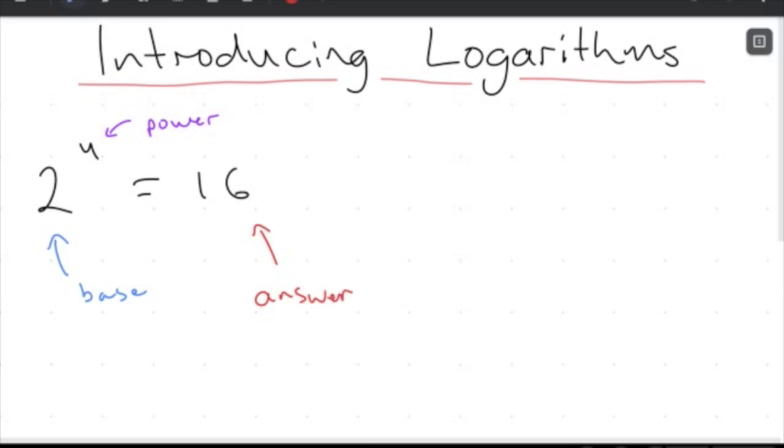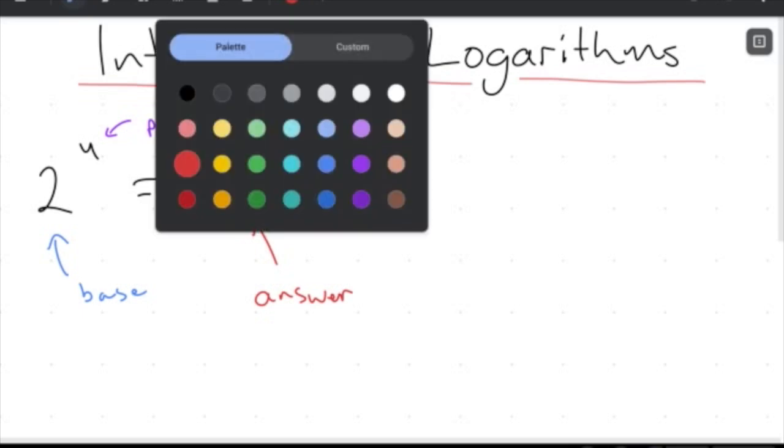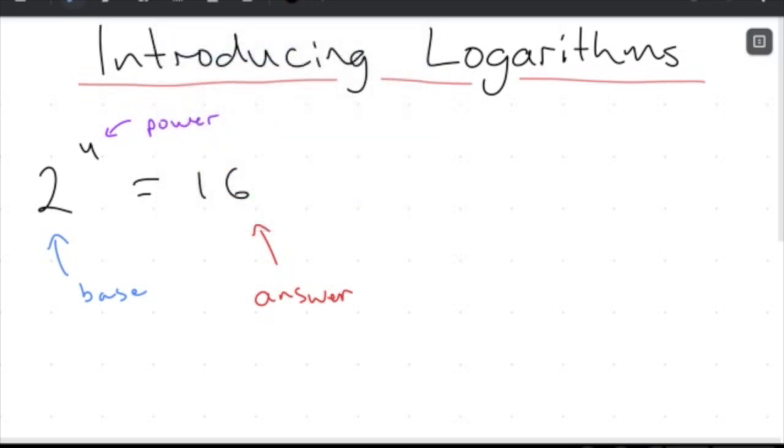Okay, so what a logarithm does is it is a different type of way of expressing this particular equation here, this particular relationship between the left-hand side and the right-hand side. With logarithms, we say that log to the base of 2 of 16 equals 4.